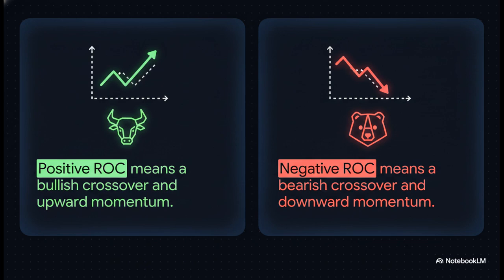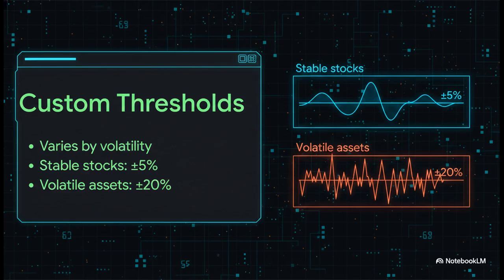Conversely, if it drops from positive down into negative, well, that triggers a bearish crossover, telling us that downward momentum is now in the driver's seat. But here is where you really need to pay attention, because the ROC doesn't behave quite like other indicators.